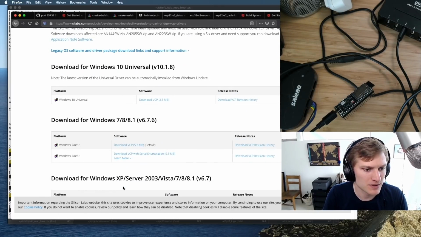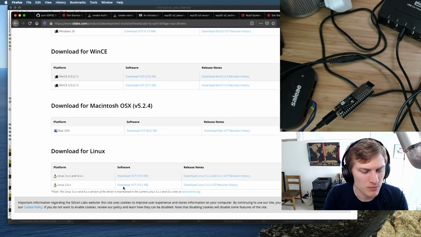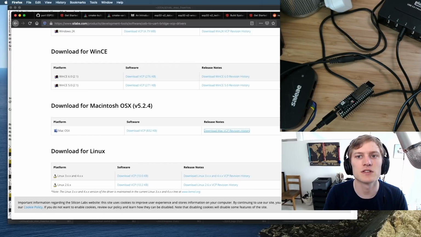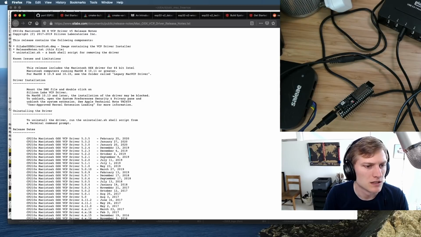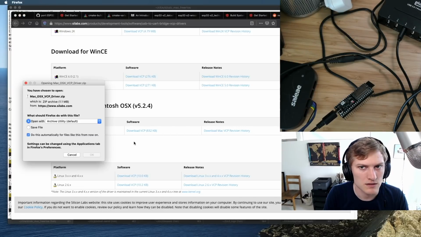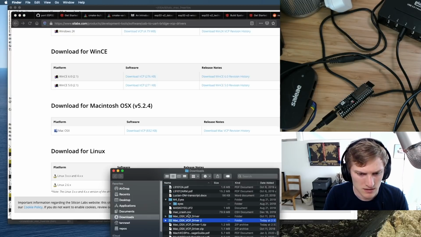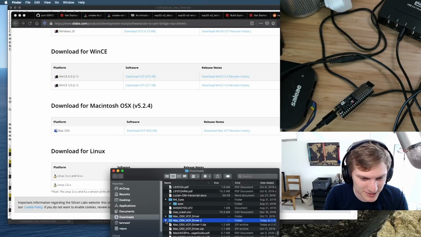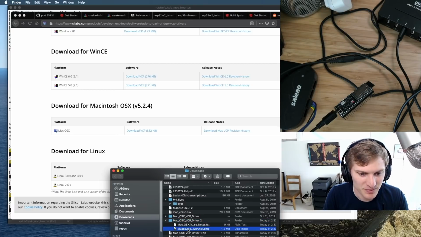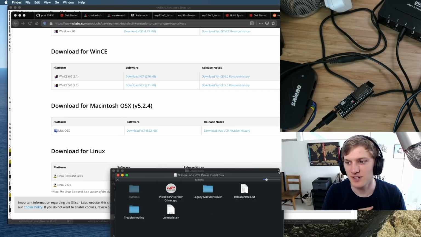Okay. We don't want Windows 10 because I'm on a Mac. 5.24. Let's take a look at the revision history. Ooh, February 25th, 2020. That's pretty recent. Let's download it. I downloaded it in October, but this will update it, which will be good. That's the one, 5.24.